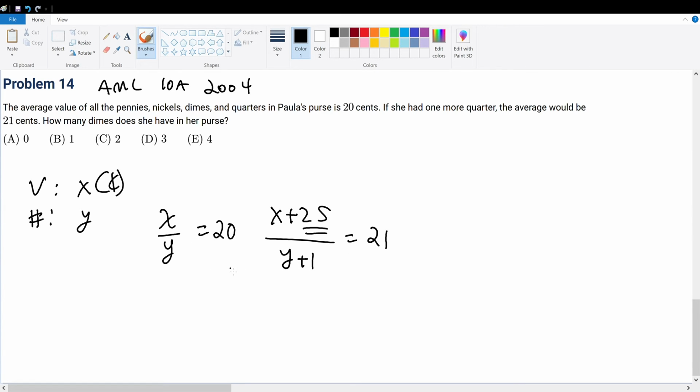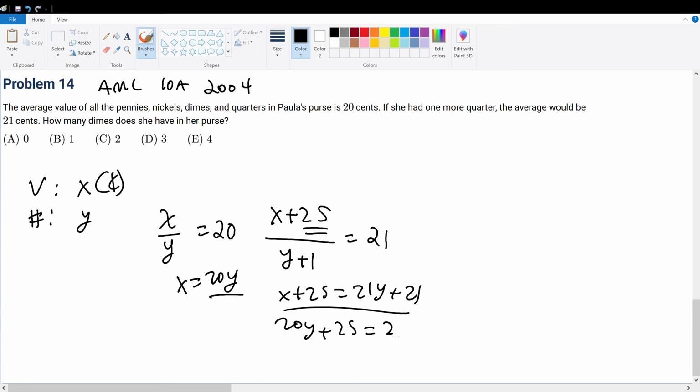We have two variables, two equations. We can solve for both variables. x is 20y. We can cross multiply: x plus 25 is 21y plus 21. We can substitute 20y into this equation to get 20y plus 25 is equal to 21y plus 21. We subtract 20y on both sides and subtract 21 likewise, and we'll get y is equal to 4. So she has a total of 4 coins, and likewise, x will be equal to 20 times 4, which will be 80 cents. So she has a total of 80 cents within her purse.